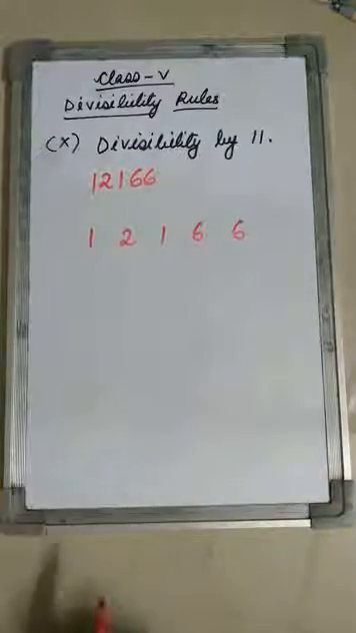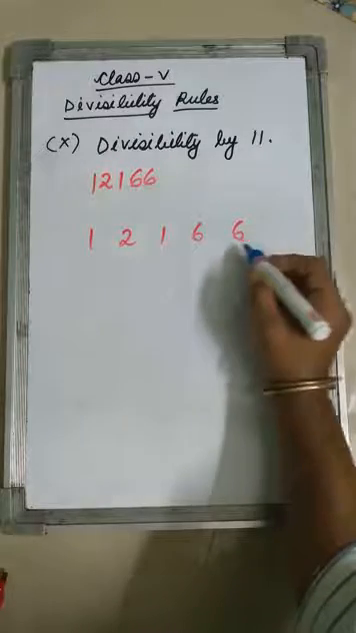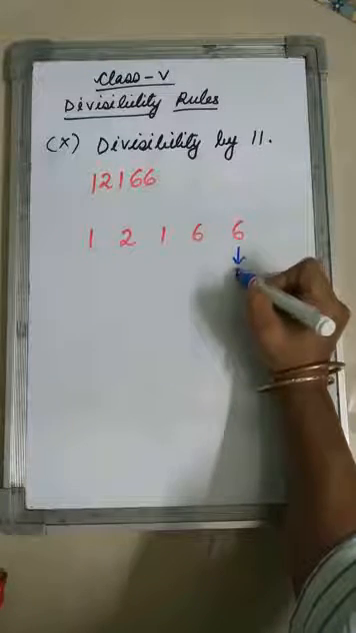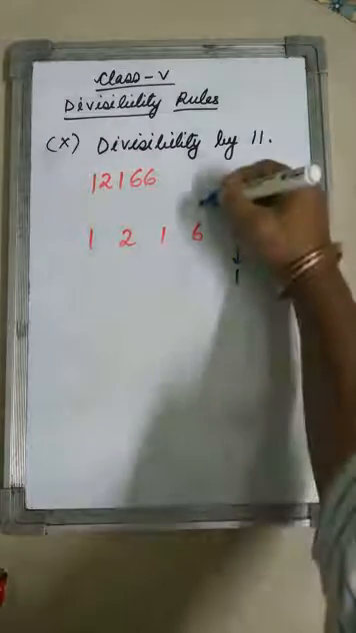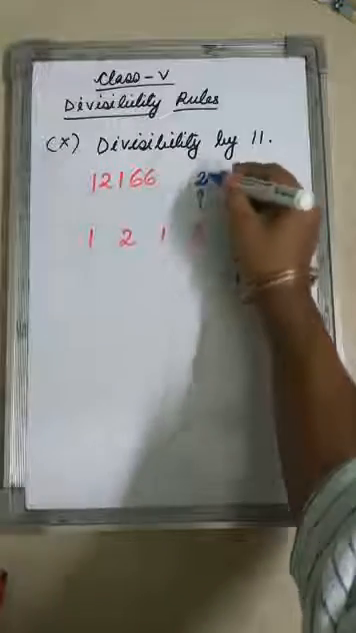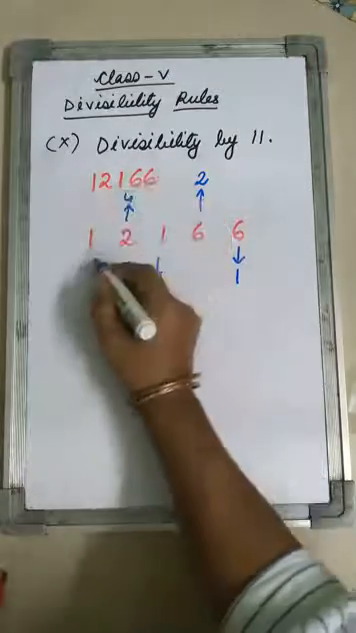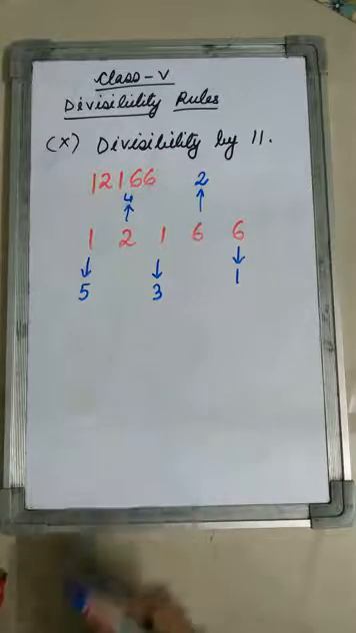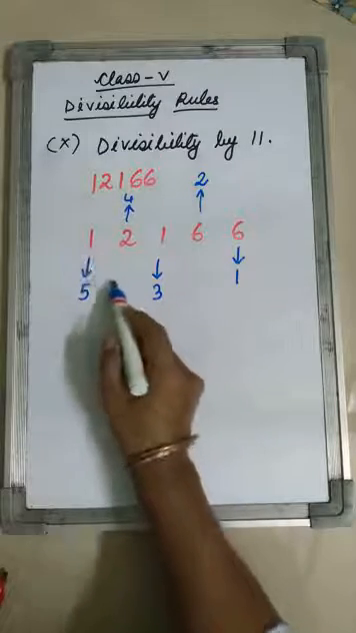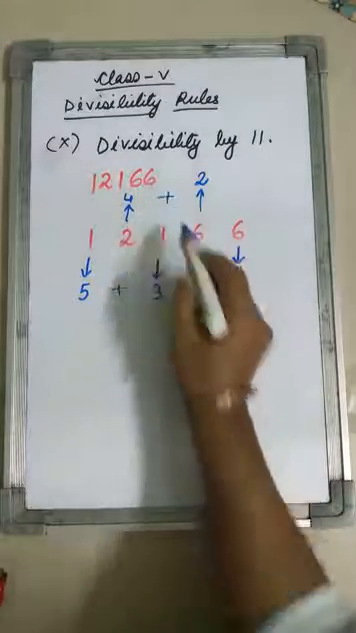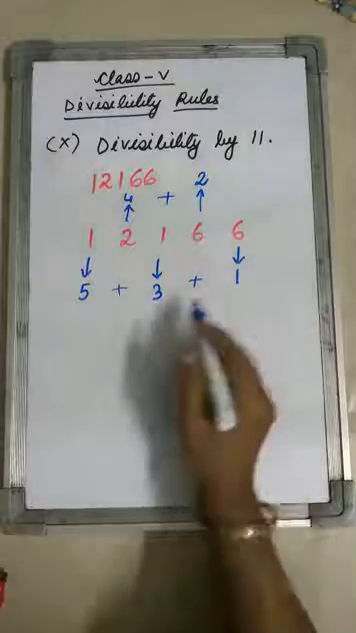What we shall do? We shall write the numbers like this, separate digits. From the right hand side, I shall give the number: this is the first number, this is the second number, this is the third number, this is the fourth number, and this is the number 5. What you have to do? You have to add the digits of the odd and even places.